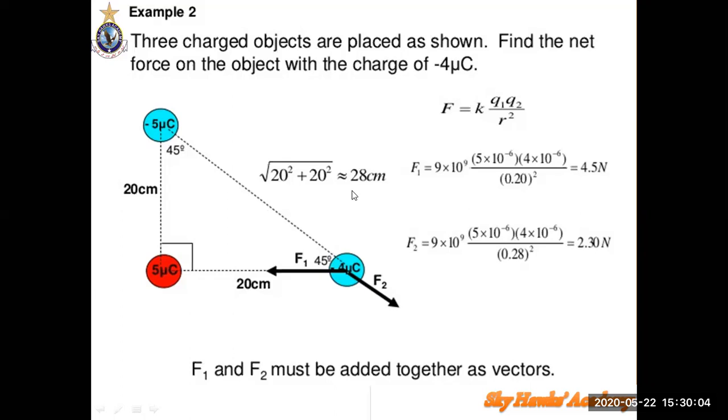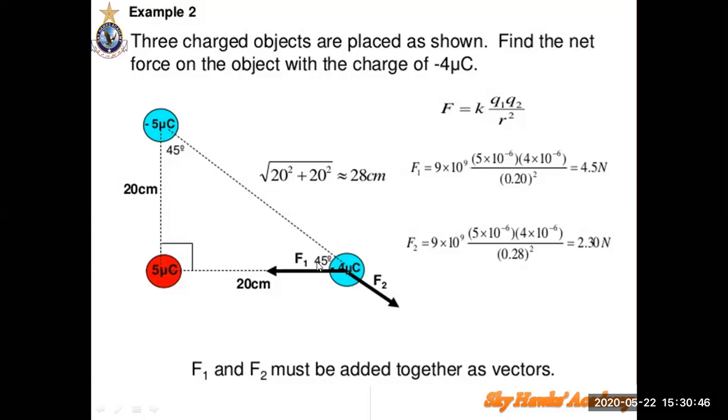28 centimeters. So we will first count F1 from this body to this body, and after making all the necessary calculations this is 4.5 newtons. Similarly, we can find F2 from this to this body, and after the calculation we have 2.30 newtons. So these are the two forces, F1 and F2, and they must be added together as vectors. These are the resultant vectors.